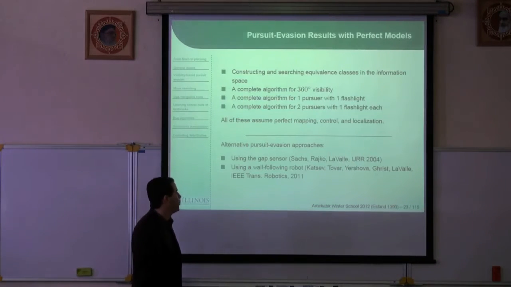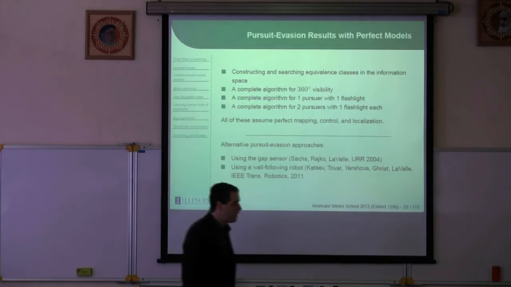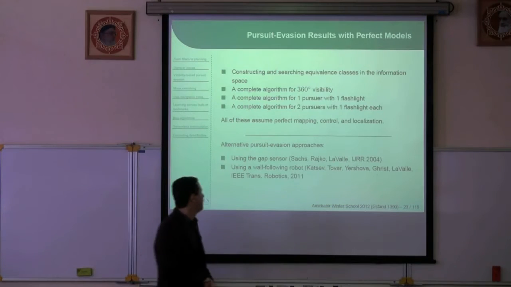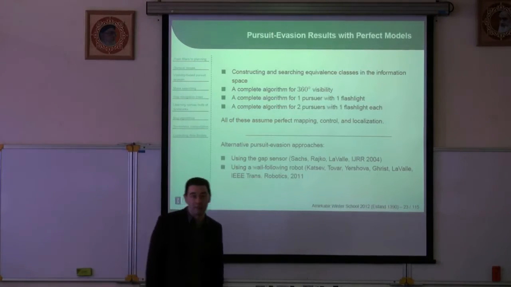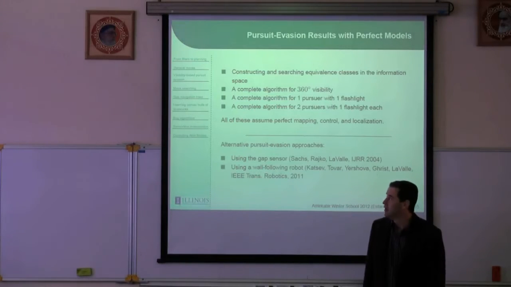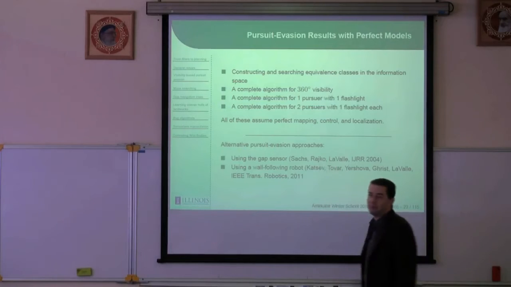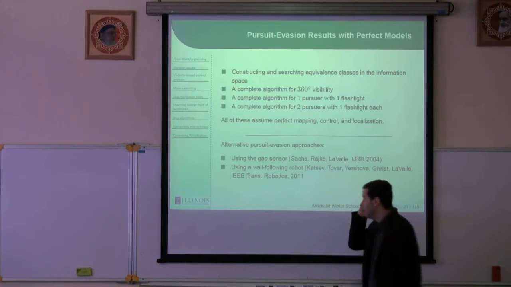So we did a couple of works after those to try to do pursuit-evasion with less information, where you are not given the environment. One of these uses the gap sensor. So it's pursuit-evasion using a gap sensor. So you still have visibility in the sense that if the evader is in the field of view, the game is done, but you have a gap sensor and you command the robot to move in terms of gaps. We also did some work.